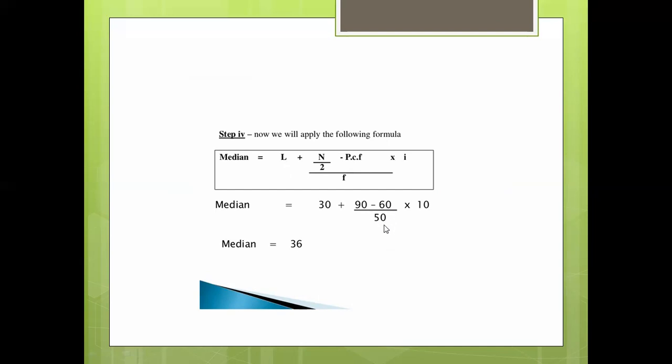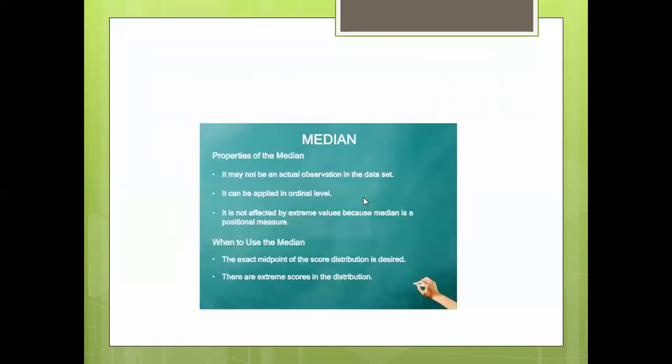30 plus 90 minus 60 divided by 50 into 10. The median is 36. Okay, so this is median for group data. This is properties of median.